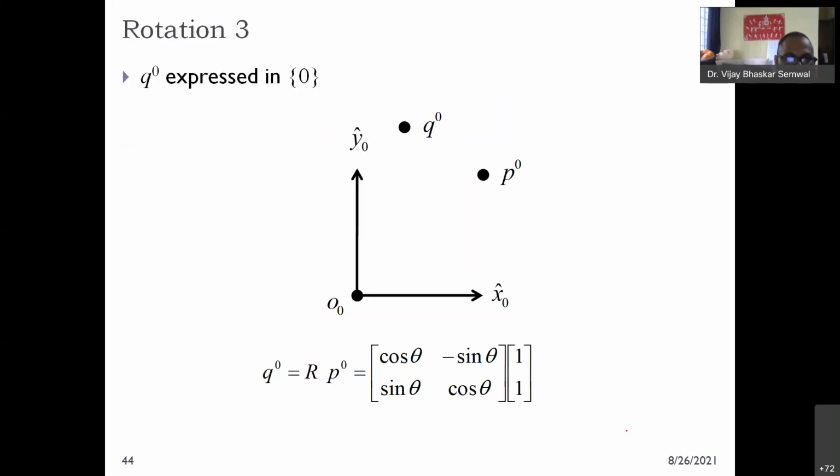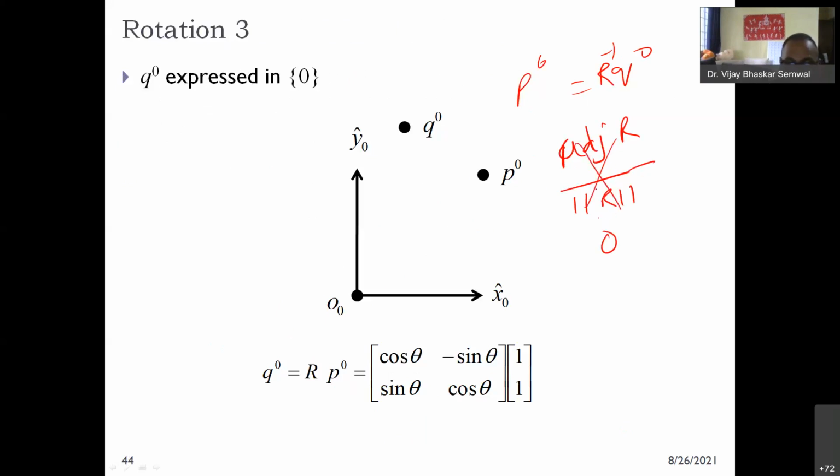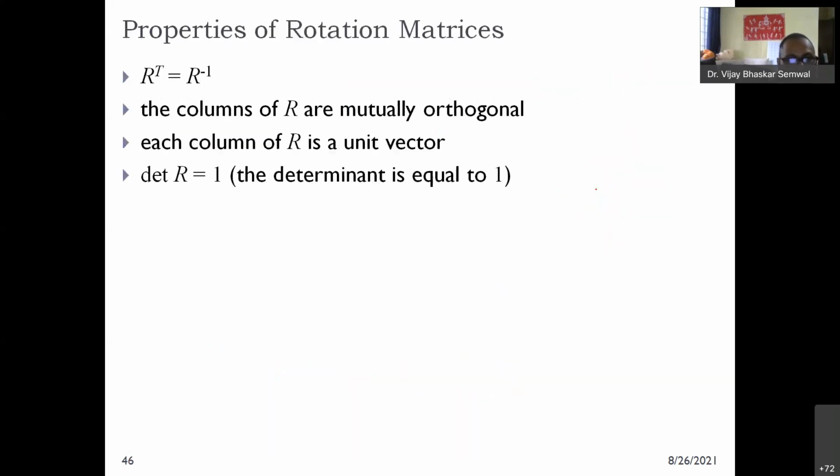Now let us see the properties of these rotation matrices, because finding an inverse is always difficult. If I need to find P0 with respect to Q0, then I need to go for R inverse. And for R inverse you require adjoint of R upon modulus of R. If it is a singular matrix, the modulus will become 0, it will become infinite, and maybe you will not find the solution. That is a singular configuration. So the rotation matrix has the property regarding the transpose of the matrix. If it is an orthogonal matrix, the transpose and inverse will become the same. Okay, so these are orthogonal matrices, so the transpose and inverse are the same.